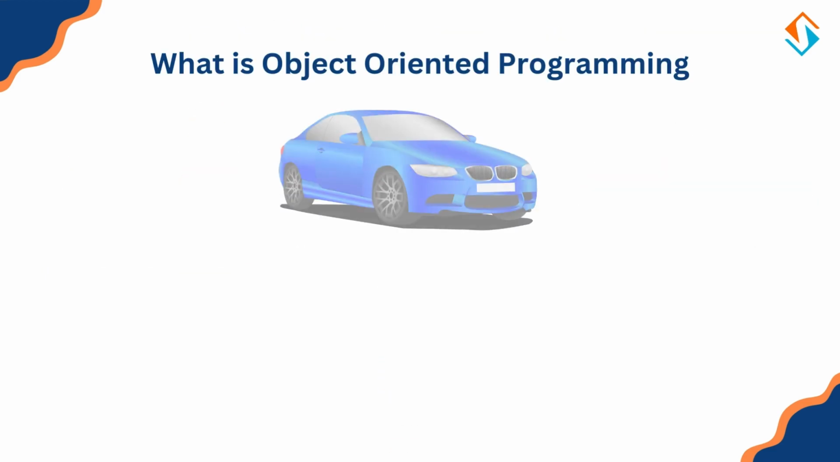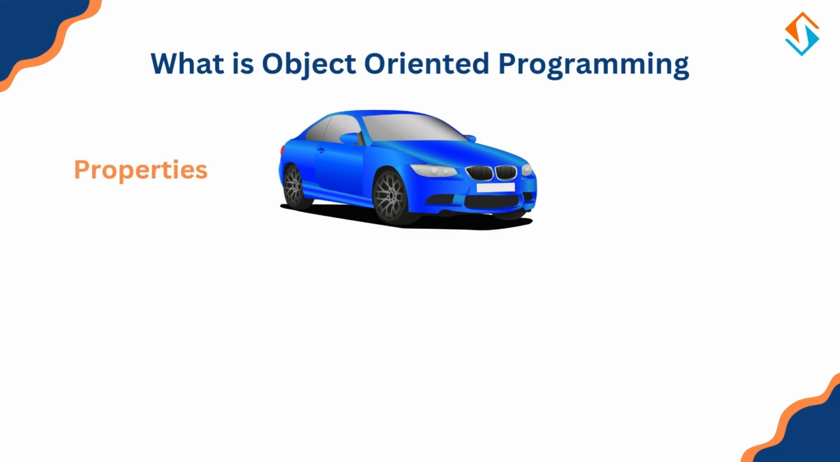Each of these things has two things. First, properties. These are facts about the thing. For example, a car has a color and a speed. Second, behaviors. These are actions the thing can do. For example, a car can drive or honk.